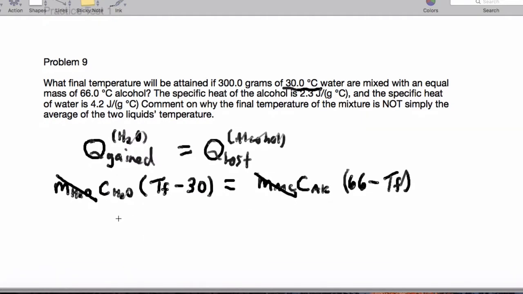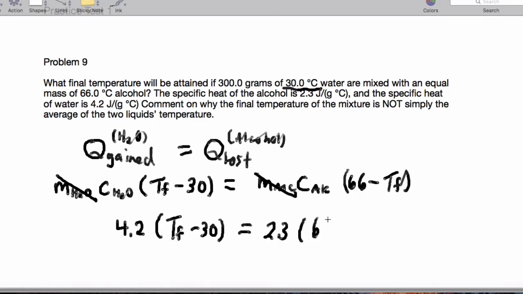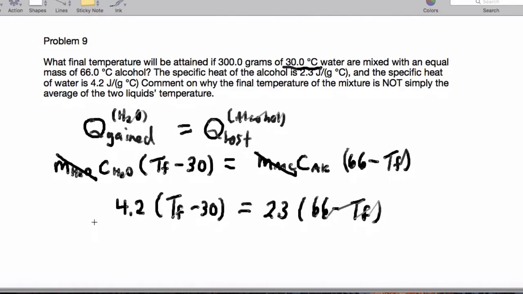Now the masses end up being equal numbers too, since it's both 300 grams, that actually doesn't matter. So C of the H2O, that's going to be 4.2 times (TF minus 30) equals 2.3 times (66 minus TF), and we can actually go ahead and solve here.